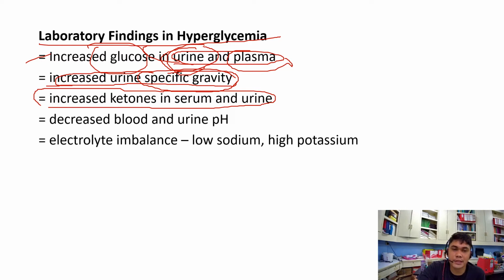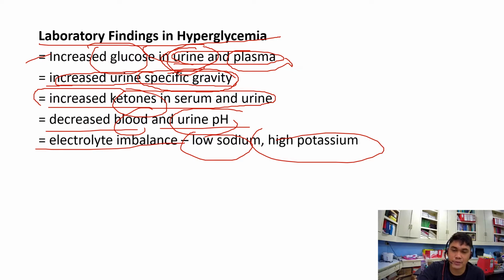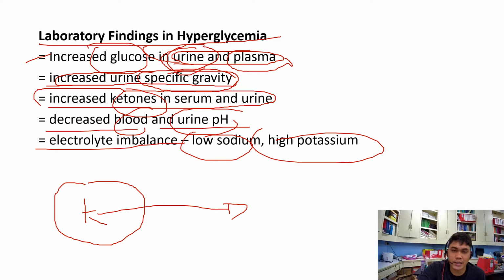The next is decreased blood and urine pH. It's due to the presence of ketones. Ketones are acidic. The next is electrolyte imbalance: low sodium and high potassium. For the high potassium level in serum or plasma, it's because of the transfer of potassium from intracellular to extracellular in exchange for the excess H plus. You have transfer of H plus from extracellular to intracellular, so there is an exchange of potassium and hydrogen.